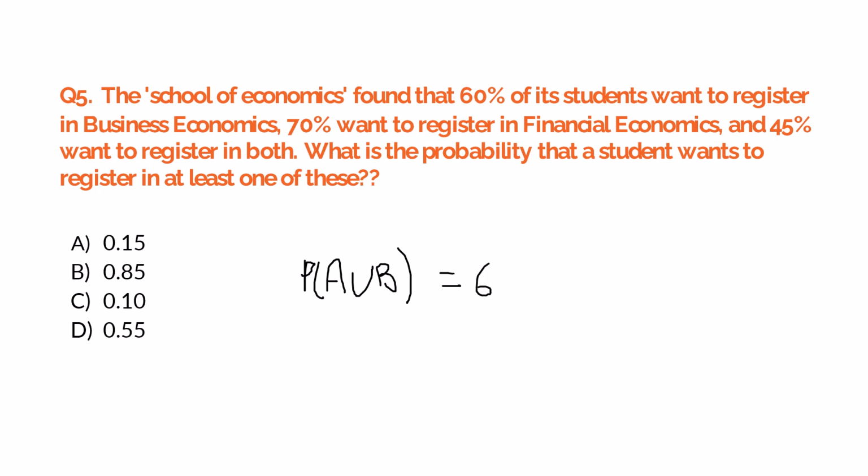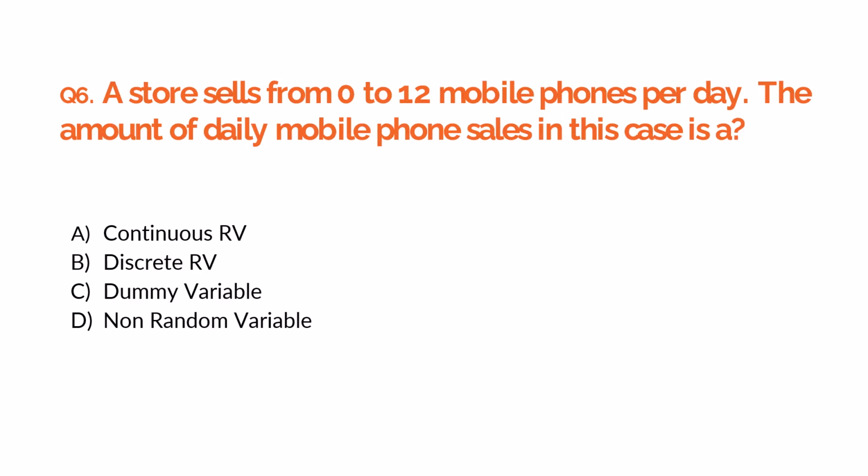So here we have to add 60 and 70 and we have to subtract 45 from it. So by doing so, we get 85 as our answer. So the answer is B, 0.85. Moving on to the next question.